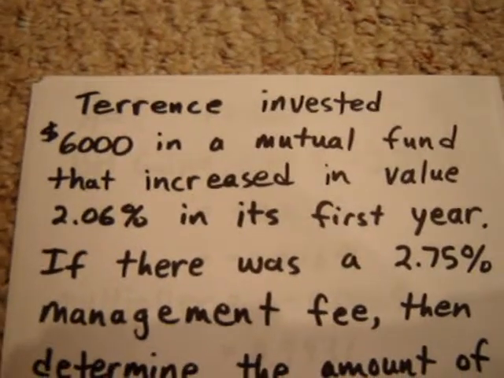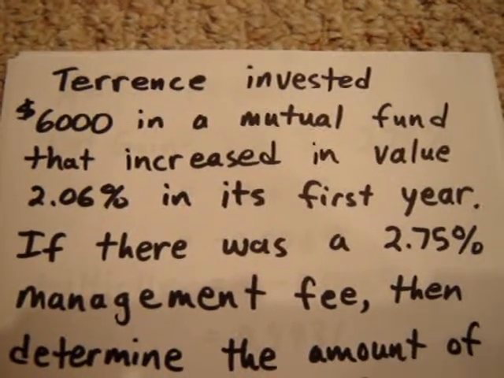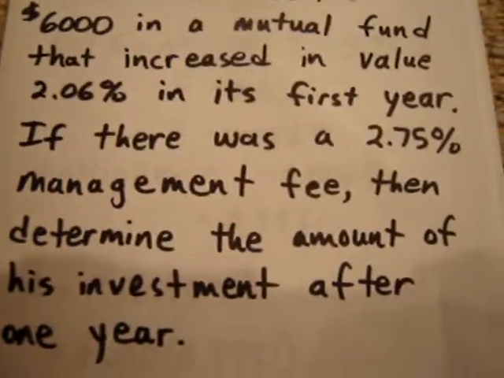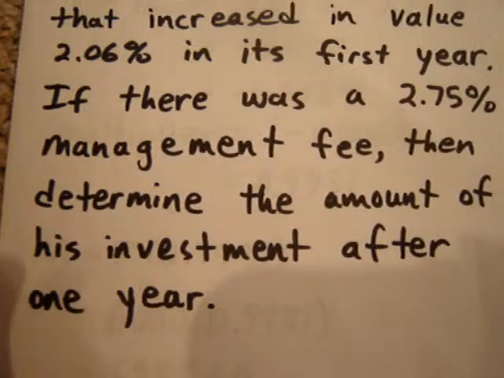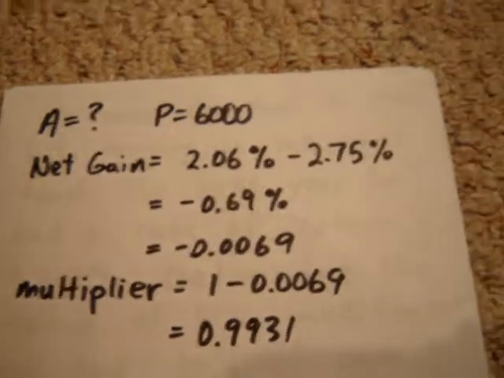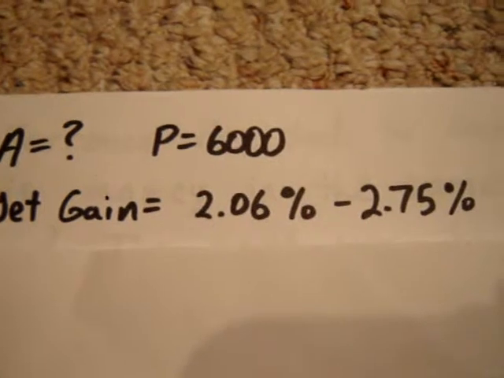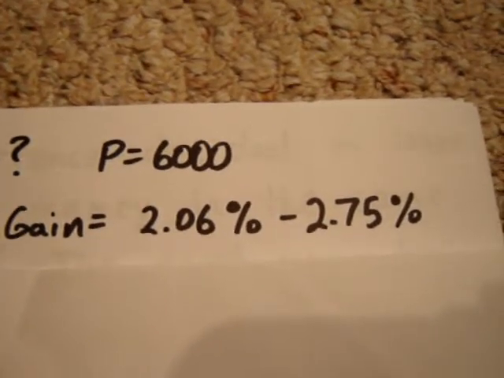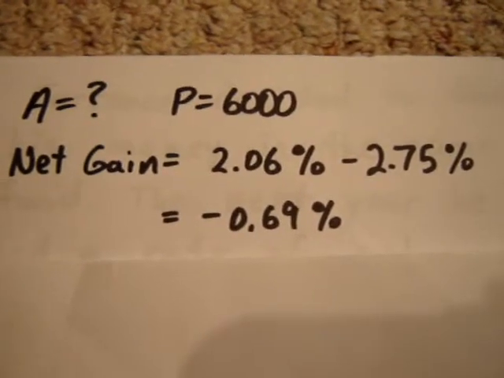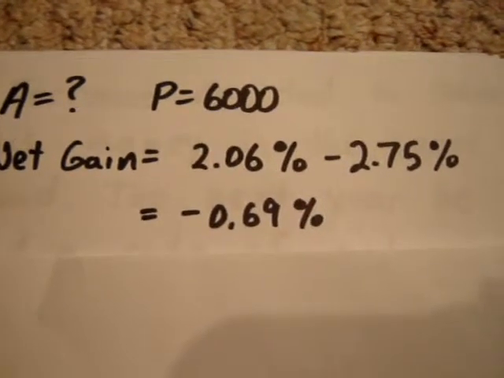For our next question, we imagine that Terrence invested $6,000 in a mutual fund that increased in value 2.06% in its first year. There was a 2.75% management fee, however, so we'd like to determine the amount of Terrence's investment after 1 year. Well, first thing we do is figure out what our net gain was. In this case, we gained 2.06%, but we paid 2.75%, which means our net gain was actually a loss of 0.69%. Since we lost 0.69%, we have to subtract that from 1.